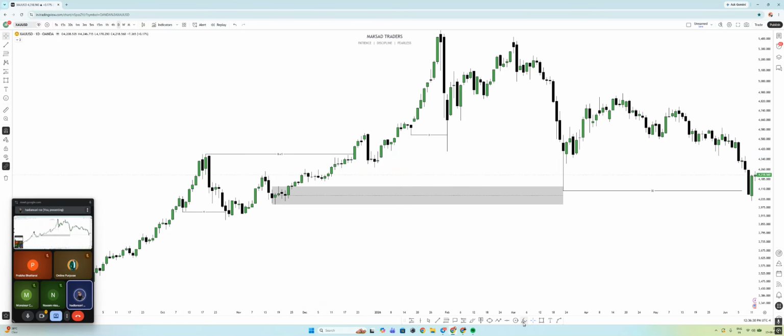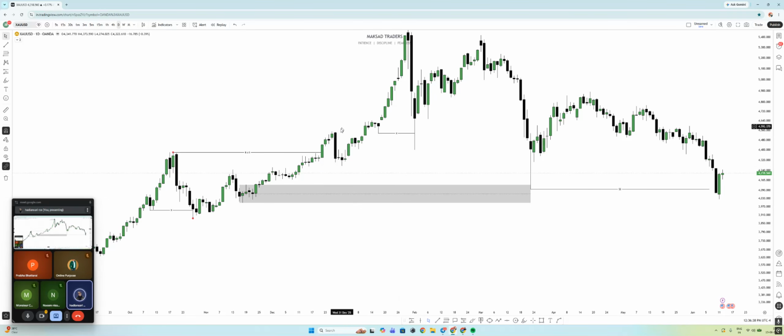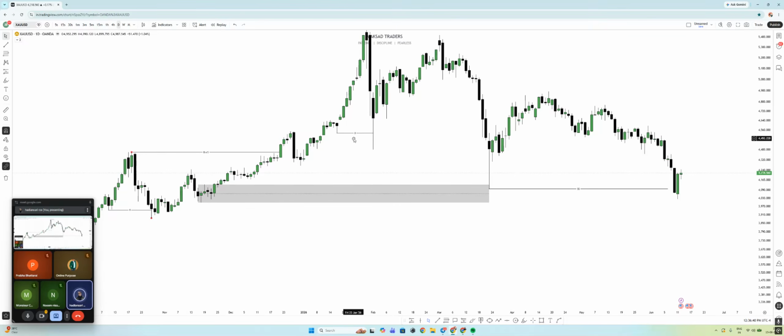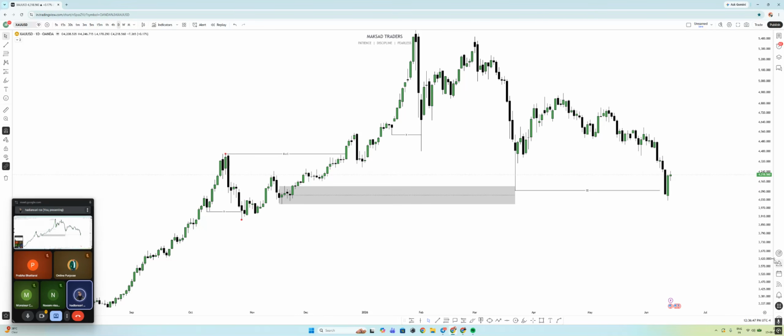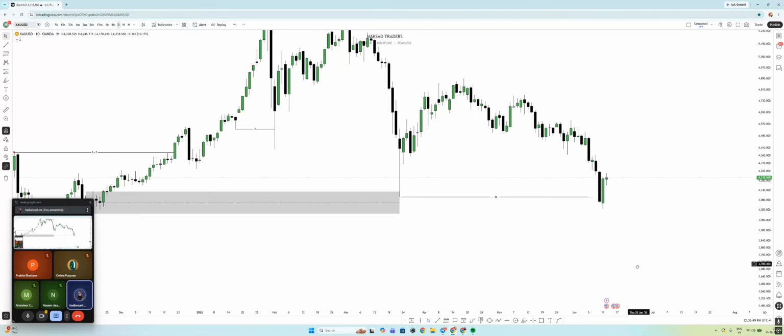So with this break of structure, with this inducement, our high got confirmed here, and with this break of structure, our deepest low is here. Okay. After that, we're shifting structures, inducement, and the change of character point is here. Okay. It's here. So now what exactly happens at this point?